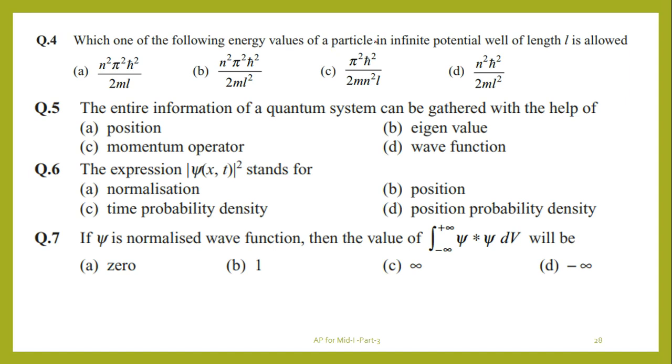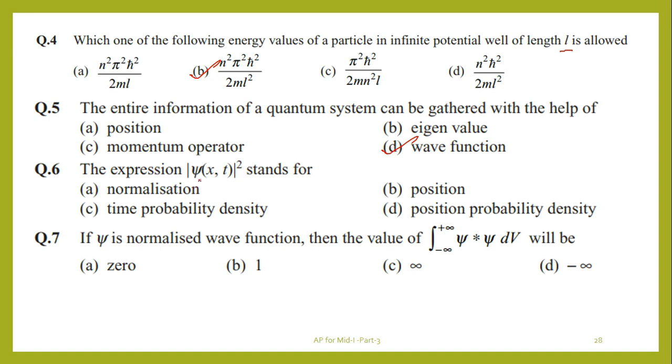Which of the following is the energy value of the particle in an infinite potential well of length L? Length is given in terms of L. So n square pi square h cut square by 2m L square. Then the entire information of a quantum system can be gathered with the help of the wave function. So if we know the wave function, we can apply different operators in order to extract the complete information.